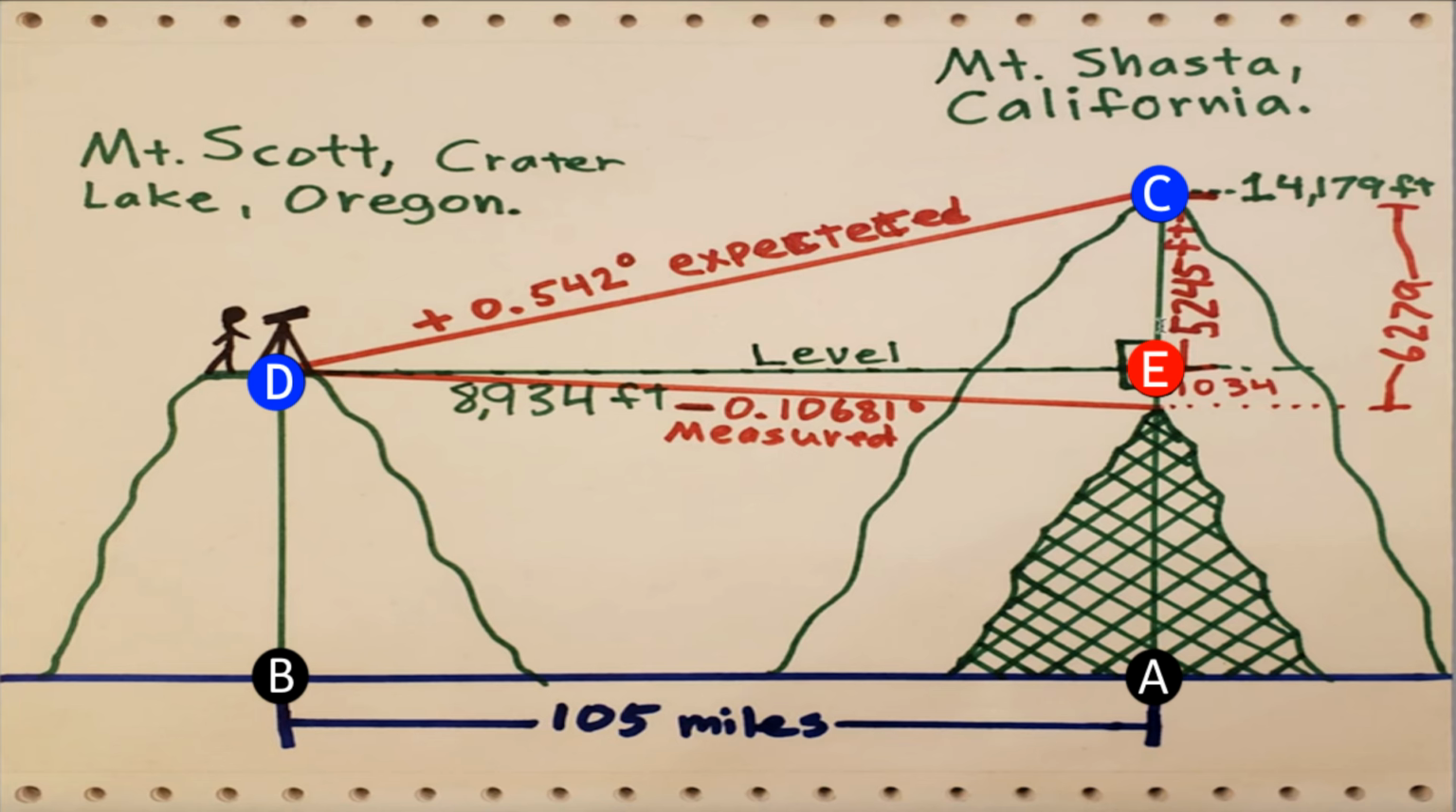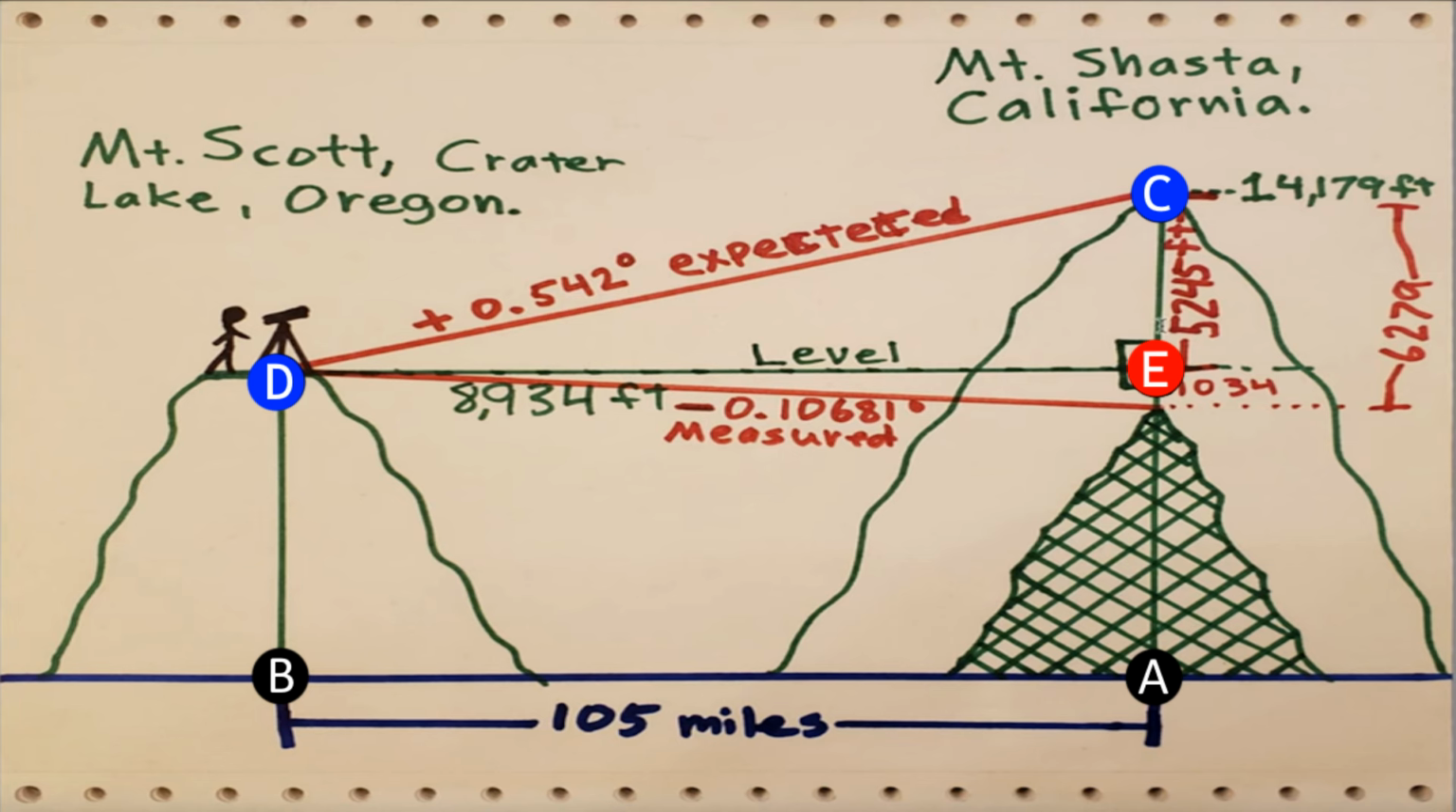If Mount Scott was closer to Mount Shasta, then the angle would be greater. And if it was farther away, it would be less. But Mount Scott doesn't move, and it's exactly where it always is. So how is it then that this observer ended up looking down to the top of a taller mountain when taking the measurement in reality? It's just not possible on a flat Earth.